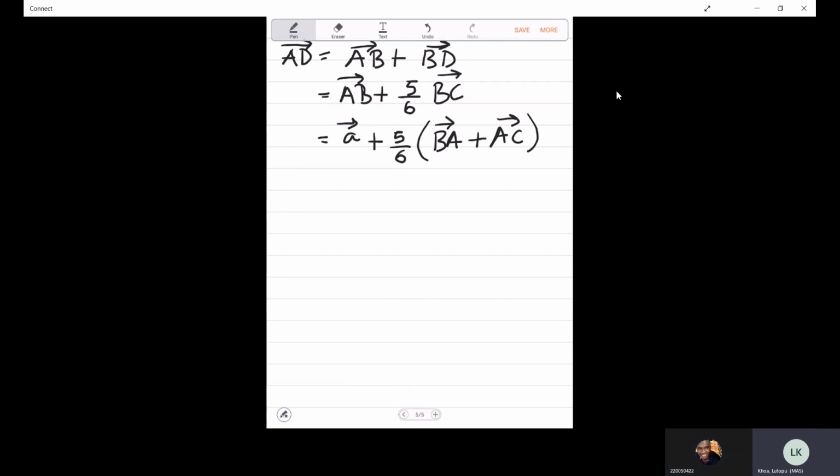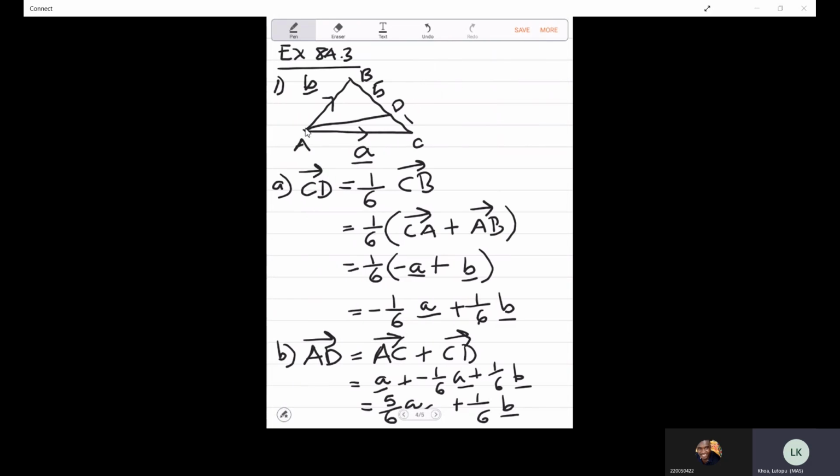Okay. Why did we choose A at AB then? This small a, okay, from the diagram.